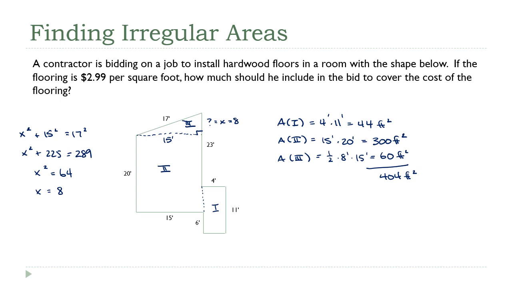Whenever you're doing these, I always tell people, when you think you're done, go back and read the question again and make sure you answer the question. The question is asking us for a cost. So my answer needs to be a dollar amount, not a square footage. So what I'm going to do is take this 404 square feet and multiply it by this unit cost, $2.99 per square foot. Square feet cancel. 404 times 299 is $1,207.96. The approximate cost, right? It's a good number to put in his bid.